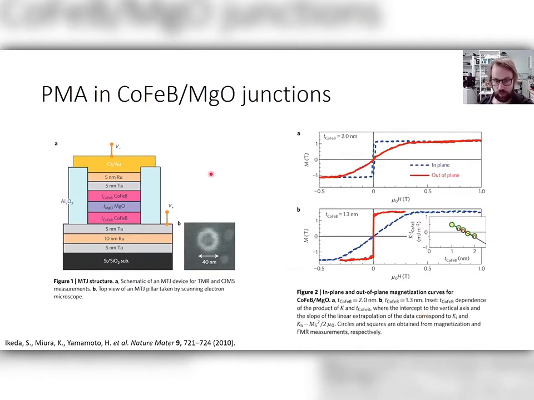The anisotropy in the cobalt iron boron system was already studied, and these studies were really boosted by this paper of Ikeda et al. They found that after annealing they can achieve perpendicular magnetic anisotropy in the system of tantalum cobalt iron boron MgO. And they showed, as seen in this picture, that below approximately 1.5 nanometer, they have perpendicular magnetic anisotropy with very low coercive fields.